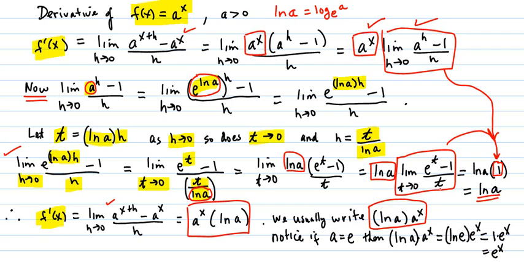Now notice, if a, a special case, happens to be e, then log a times a to the x is log e times e to the x, and the natural log of e is 1. So you do get e to the x like you're supposed to. So the formula works. So know this for a test, this entire derivation.